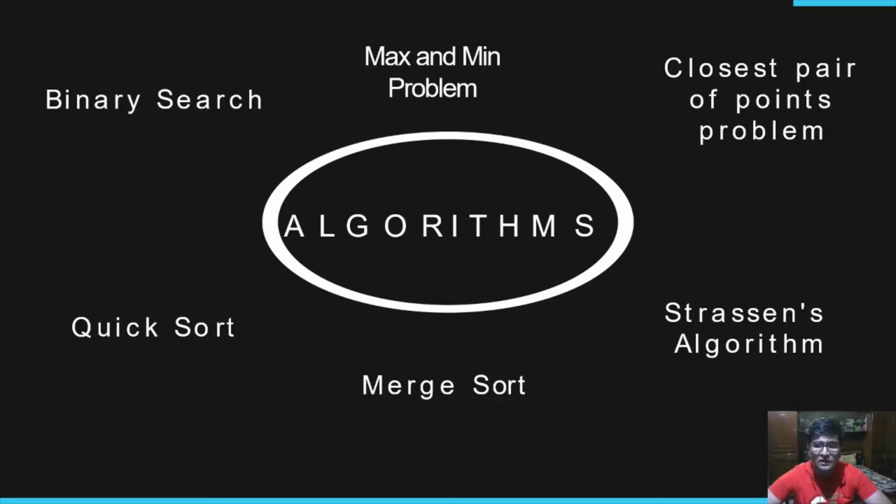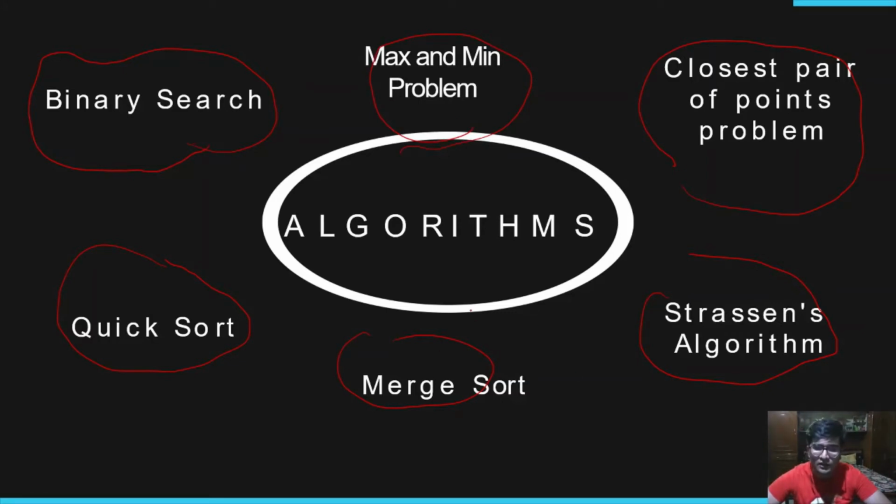I said at the start of this video that I'll talk about algorithms which are based on the divide and conquer approach. One of the most famous searches is binary search, which is based on this technique. Then we have quick sort, which is sometimes referred to as the most optimal sorting technique. Then we have merge sort, Strassen's algorithm for matrices, and the closest pair of points problem, where you can find the smallest distance. And then the maximum and minimum problem. All of these algorithms are based on the divide and conquer approach.